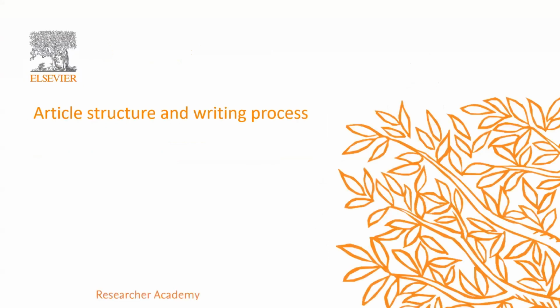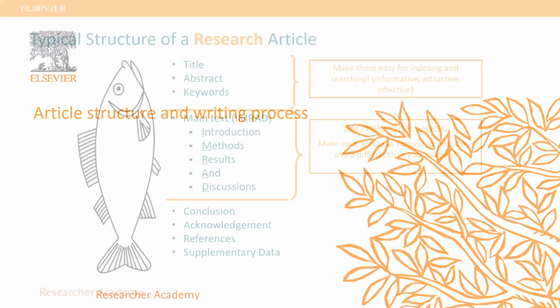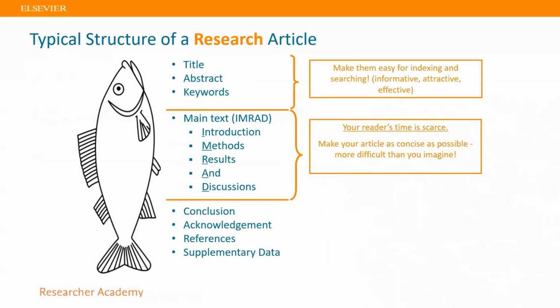Then going into the structure a little bit, this is the structure of a typical research article. The abbreviation is IMRAD. You have the head, which is the title, abstract, and keywords. Of course, these are the ways to find your research in general. Then the main text: introduction, methodology, results, and the discussion. And then, of course, the tail is your conclusion, your acknowledgments, references, and supplementary data if that is relevant to your manuscript.